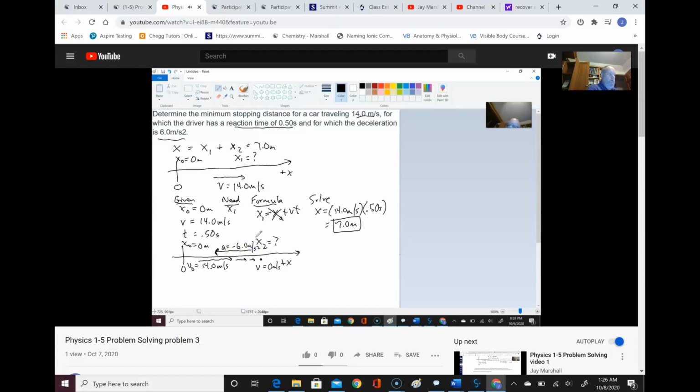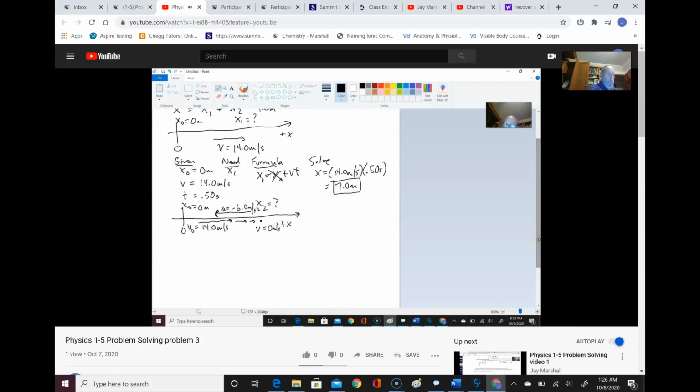Okay, so now I've got all of those values. I don't know how much time this is going to take, but I can write all my given values down. Given x0 equals 0 meters, x equals question mark, I don't know, I don't need that. The v0 equals 14.0 meters per second, or I do need that actually, so let me put that. I need x2, that's my final position here. V equals 0 meters per second. My acceleration equals negative 6.0 meters per second squared, and I haven't been given a time.